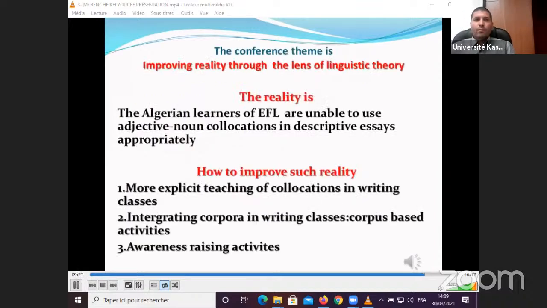So the conference theme is improving reality through the lens of linguistic theory. The reality is that your learners don't get enough practice in writing descriptive essays. Second, how to improve such reality? I propose more description of collocations in writing classes.